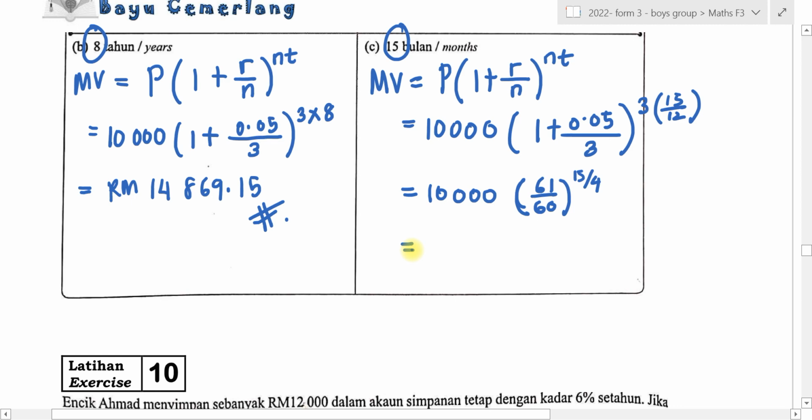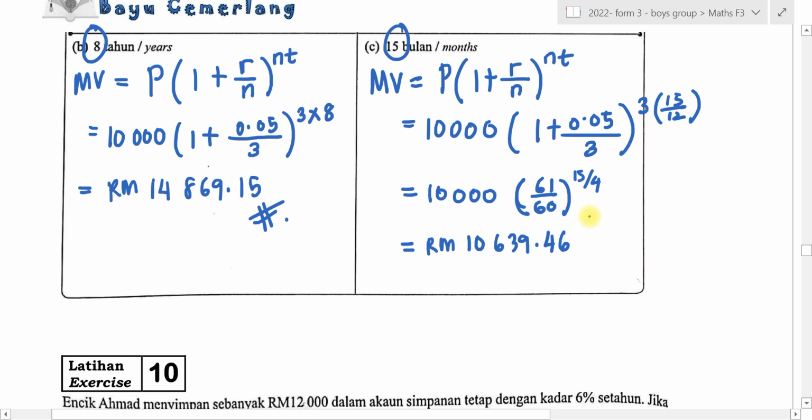I simplify for you already. 10,639.46. RM 10,000... 639.46, 4 6. Okay, let me check.